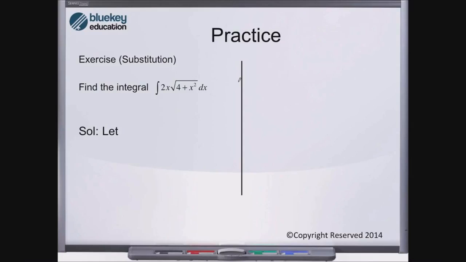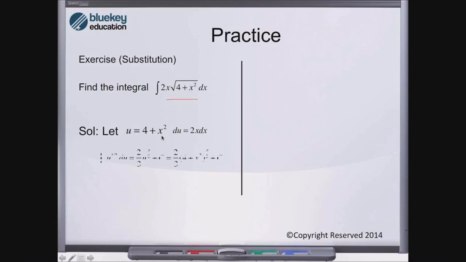So the first thing is, how can I simplify the function by using substitution? I can assign u to be part of the function. Let u be 2x. So du is 2. What about the addition of this term? It's not going to help too much. So how about u being 4 plus x squared? And du becomes 2x. It works perfectly.